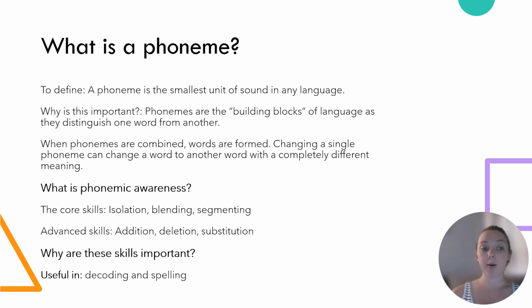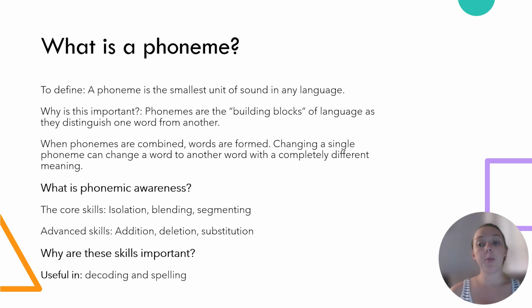What is a phoneme? To define it, a phoneme is the smallest unit of sound in any language. Why is it important for you to know this? Because phonemes are the building blocks of language, and they distinguish one word from another. When phonemes are combined, words are formed. Changing one single phoneme can change a word to a completely different word with a completely different meaning.